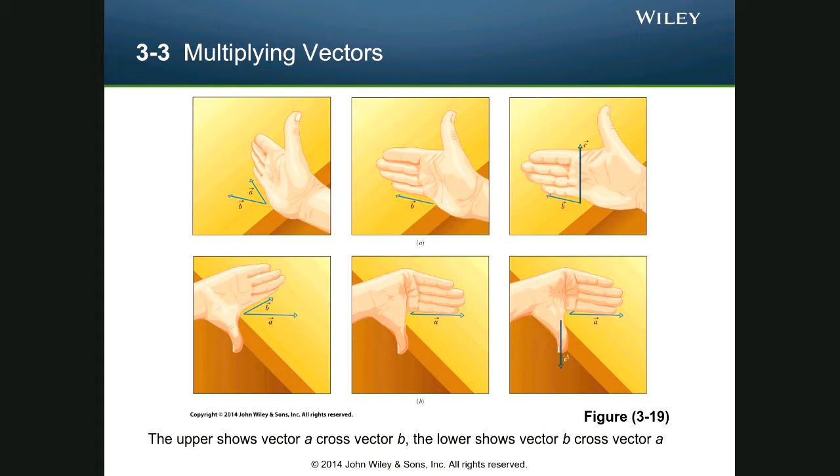And that's why A cross B does not equal negative A cross, or A cross B does not equal B cross A. Yes, exactly. The magnitude will be the same, but the signs will be different. Yep, no problem.